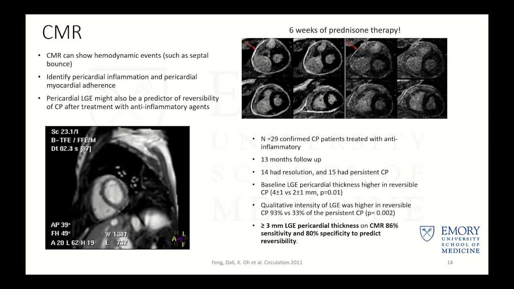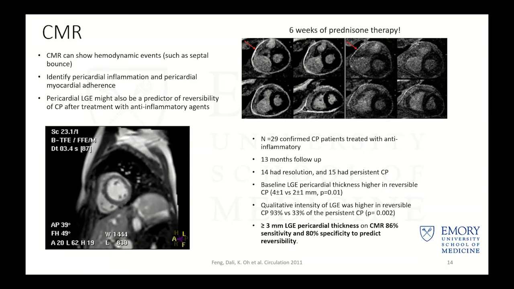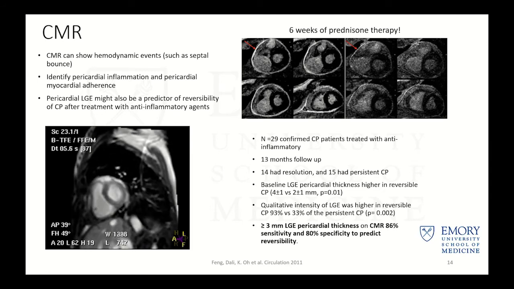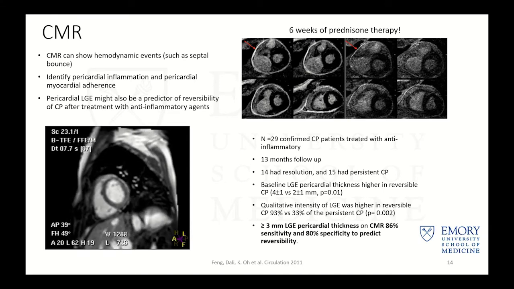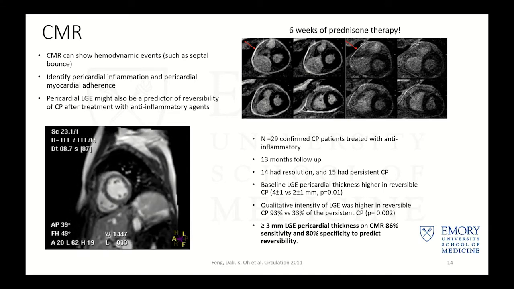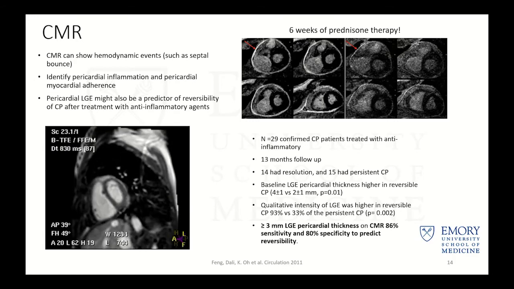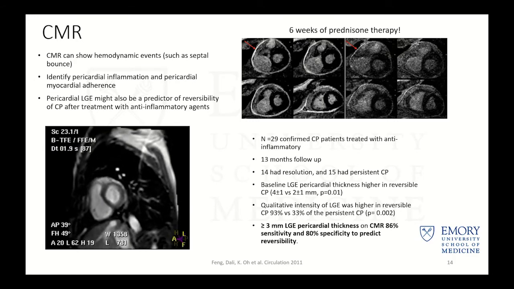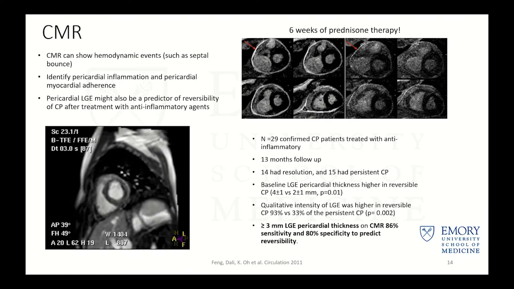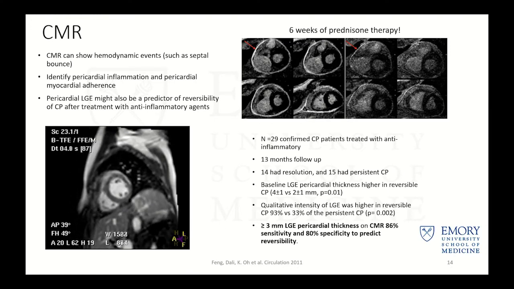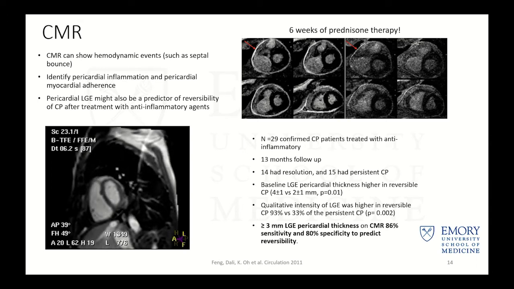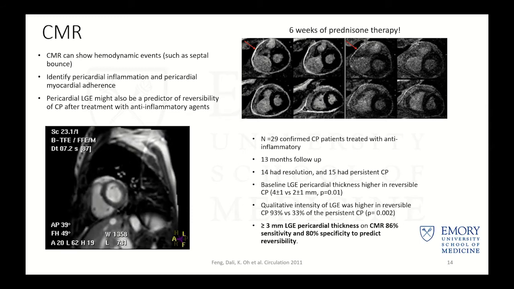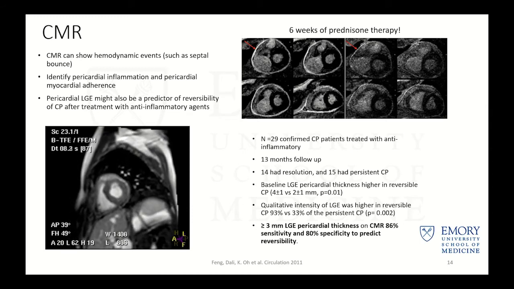The other thing MRI can be helpful for is to identify patients who may have reversible constriction. There was this small study of only about 29 patients who were confirmed constrictive pericarditis patients, and they were treated with anti-inflammatories. They all had MRIs with late gadolinium enhancement. About half of them had resolution, and what they found from this study is that after qualitative assessment of the LGE, those who had higher LGE uptake had a higher chance of reversibility.